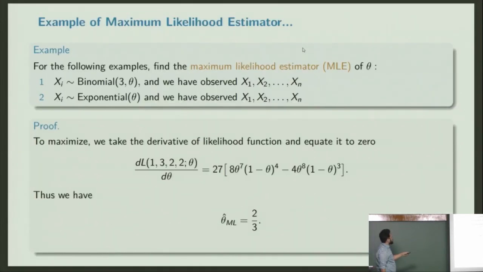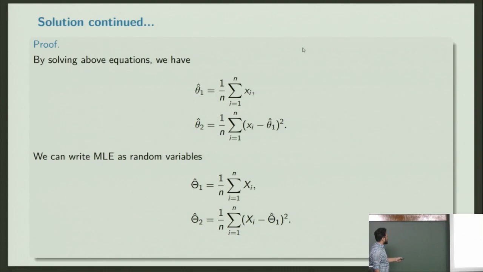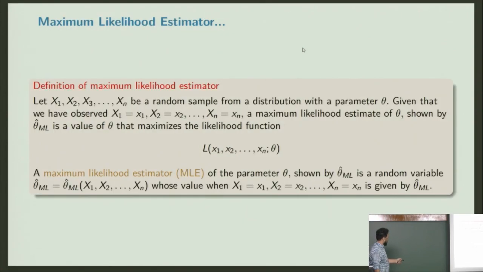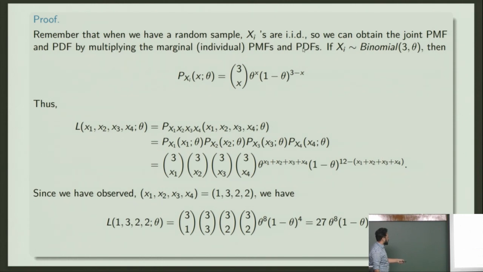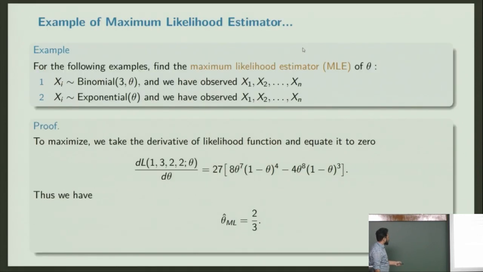Now we go ahead for the same problem, binomial 3 theta, where we wrote the likelihood, and it was, just for your convenience maybe, 27 theta to the 8, 1 minus theta to the 4, right? So we took the derivative of that. We want to maximize. So the usual optimization method tells us that you take a derivative and equate to 0. Of course something may go wrong.